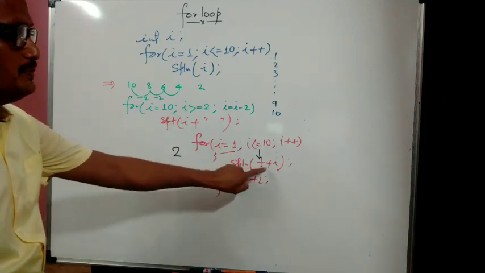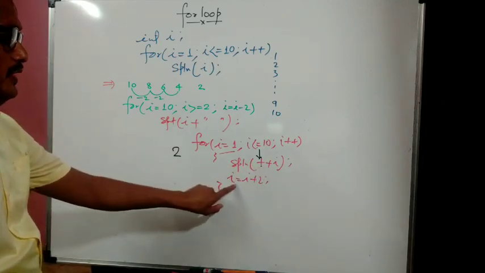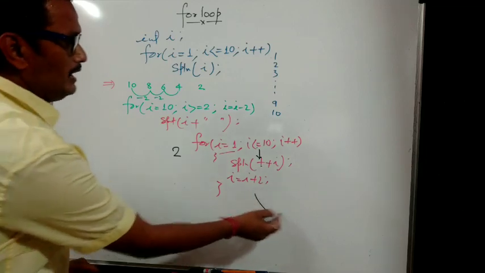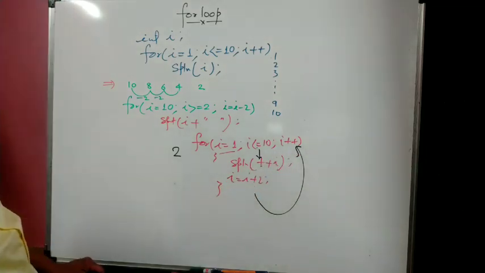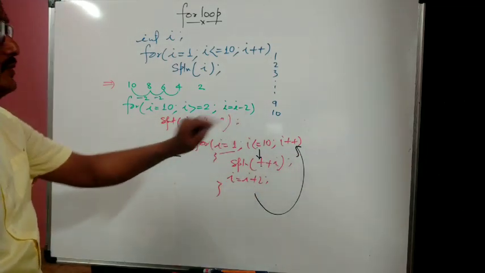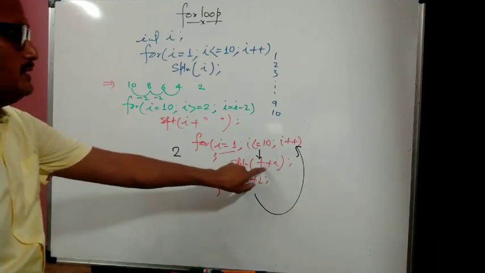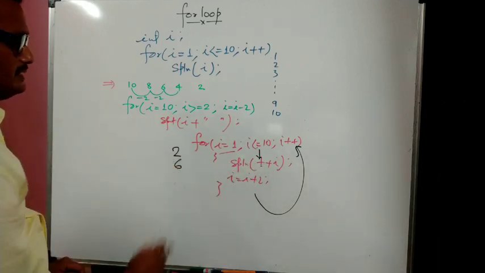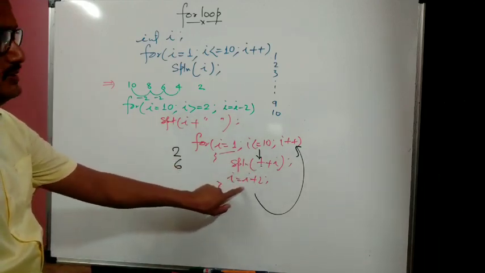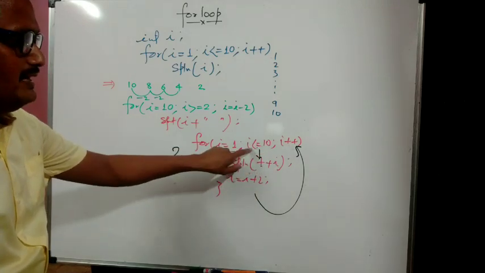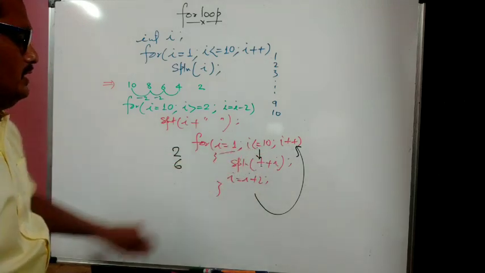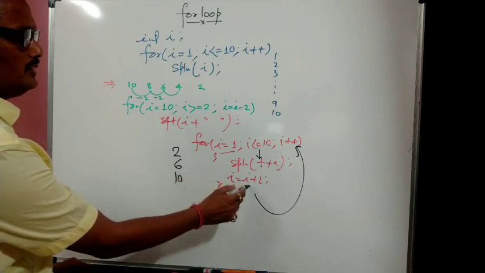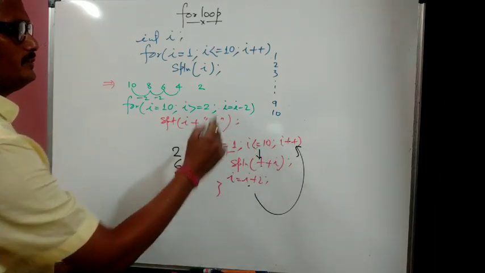Why 2? Because ++I is there. Then the value of I will be what? 2 plus 2 is 4, and when it goes back, this will be 5. 5 <= 10, condition is true, ++I, that means it will print 6. 6 plus 2 is 8, 8 plus 1 is 9. 9 <= 10, condition true, here it will print 10. This is 12, this is 11, condition becomes false.